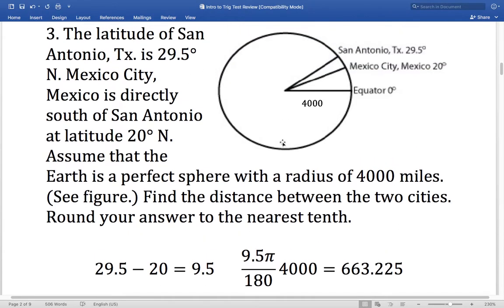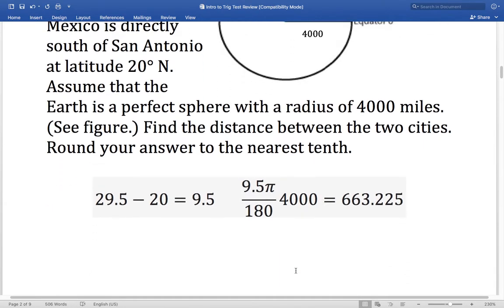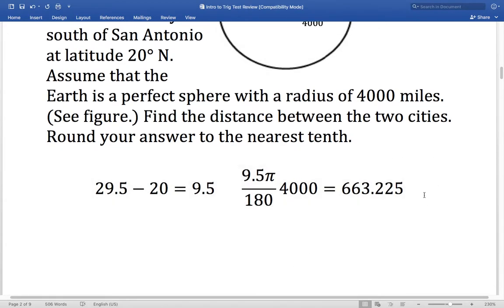So we want to know our angle. We're just taking this degree minus this degree to give us this tiny degree here, our angle here. Then we have to convert it to radians. So we're multiplying our degrees by pi and dividing by 180, and then multiplying by our radius, and that's how we get our distance between the two cities.